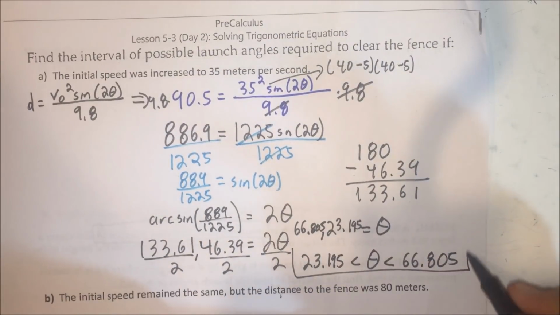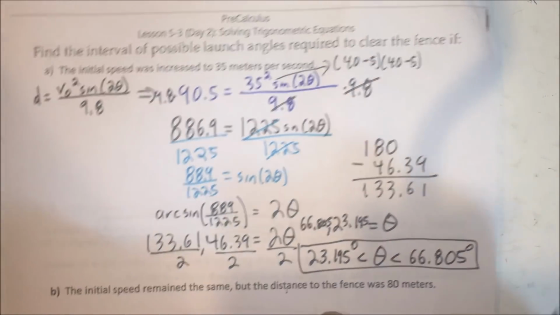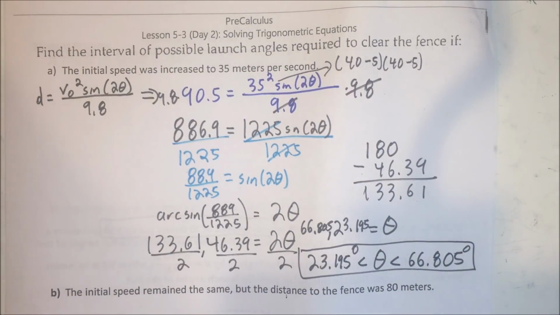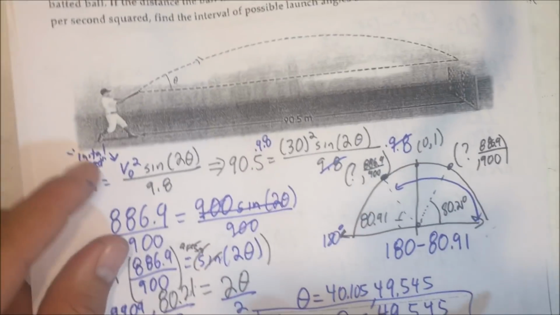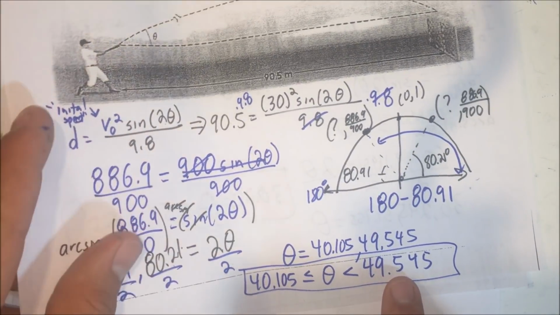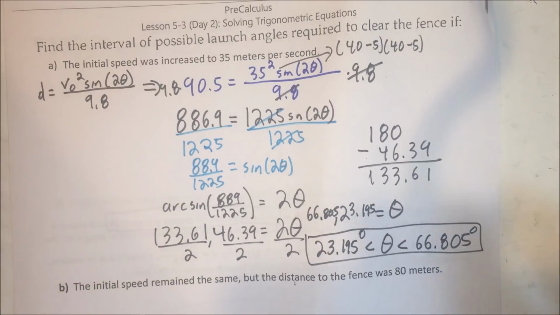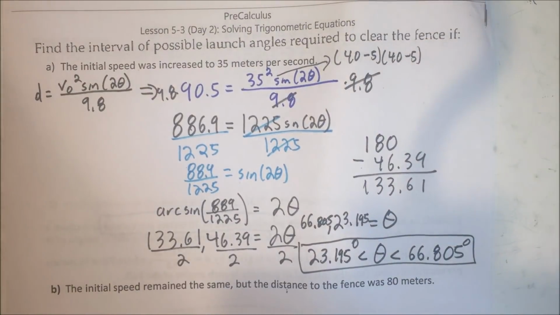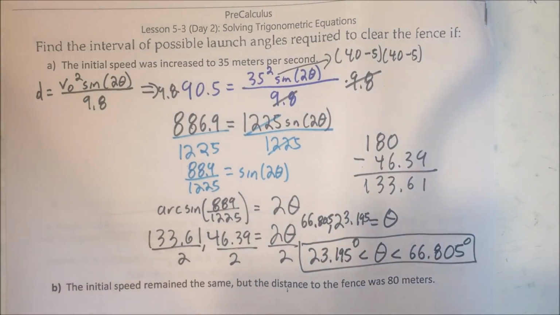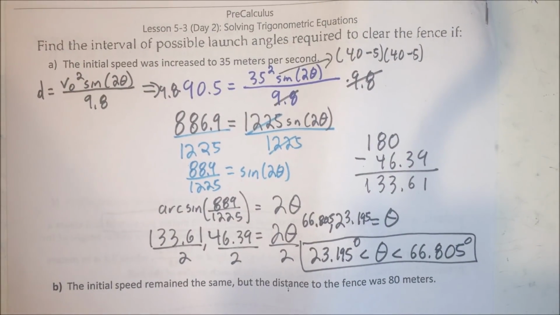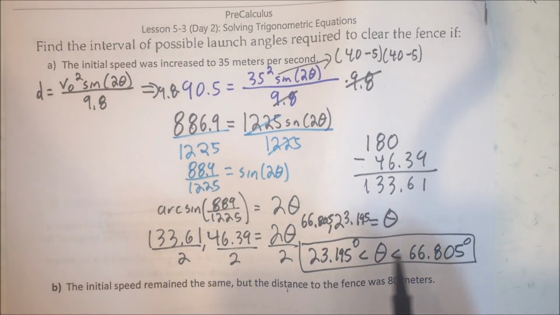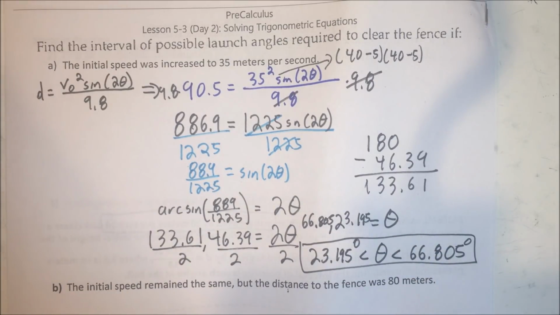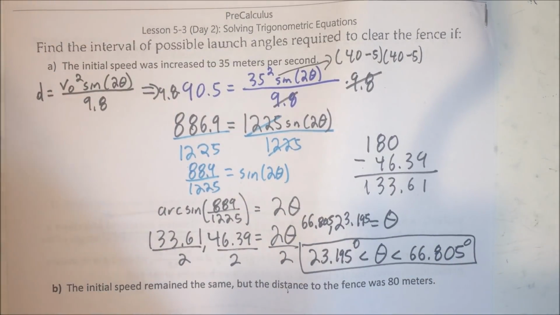66.805. And that makes some sense here, because we'll notice that interval is actually larger than our original interval that we had over here at 40.105 and 49.544. The reason for that is that if he's hitting it a bit harder, at 35 meters per second than he was hitting it at 30 before, we should expect the margin of error for him to be able to hit a home run would be a bit larger. Because if he hits it at a lower angle, the ball's going to get over the fence faster, so he doesn't need to hit it as high of an angle. But if he pops it up a little more, the force of this faster speed might still get it over the fence.